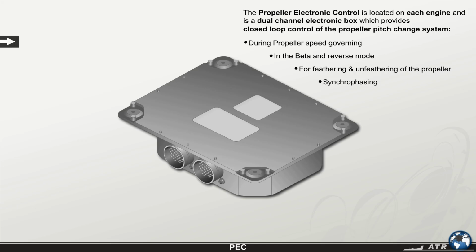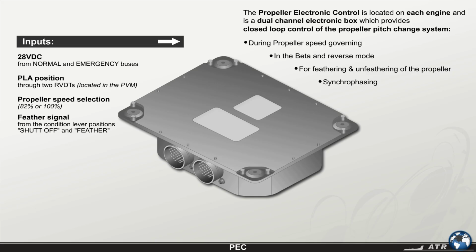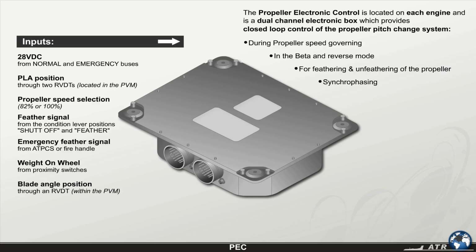The PEC receives the following inputs from the aircraft: 28-volt DC from normal and emergency buses, PLA position through 2 RVDTs located in the PVM, propeller speed selection 82% or 100%, feather signal from the condition lever positions, shut off and feather, emergency feather signals from ATPCS or fire handle, weight on wheel from proximity switches, blade angle position through an RVDT within the PVM, and the propeller speed from the NP sensor.